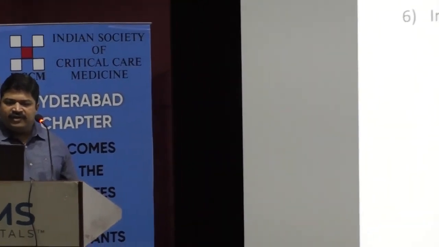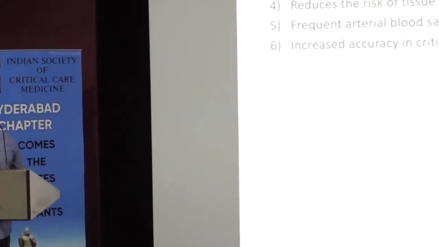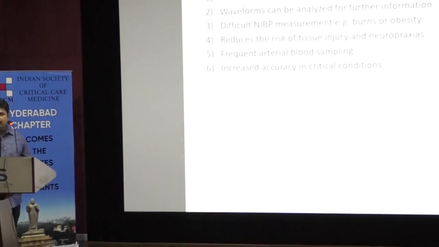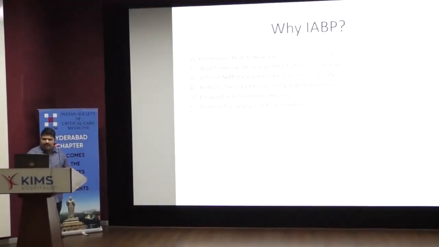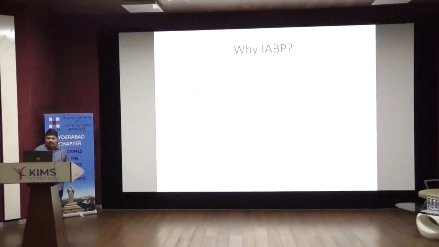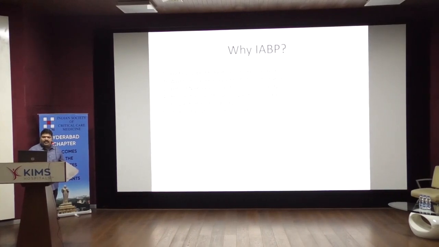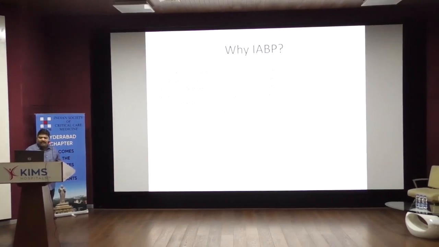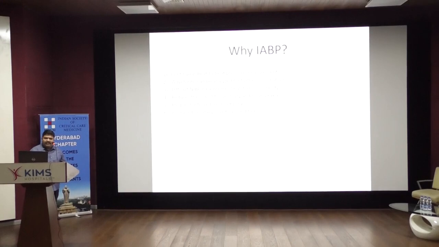Now, why IABP? Because it provides continuous beat-to-beat pressure measurement. Waveforms can be analyzed and give us further information. It is useful where it is difficult to have a NIBP measurement. It reduces the risk of tissue injury and neuropraxia. Frequent arterial blood sampling is made easy, and it provides increased accuracy in critical conditions.